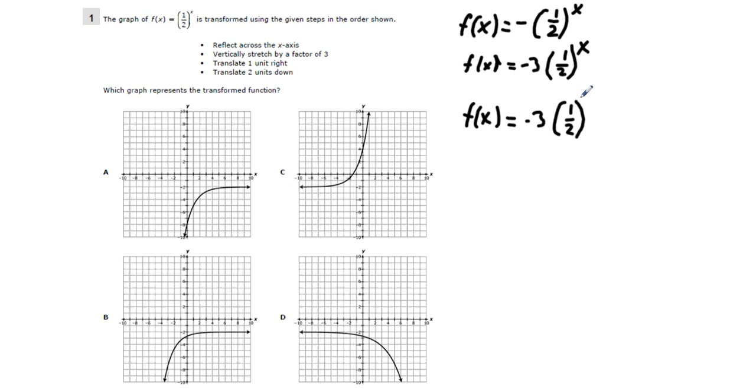X plus moves to the left and x minus moves to the right. So we're going to have x minus 1 right up here. And then translate 2 units down. I'm just going to write over here, -2. So this is what it's going to look like. Well, -3 is going to turn the exponential function upside down. Just looking here, I'm thinking probably D, but let's put this in the calculator just to be sure.